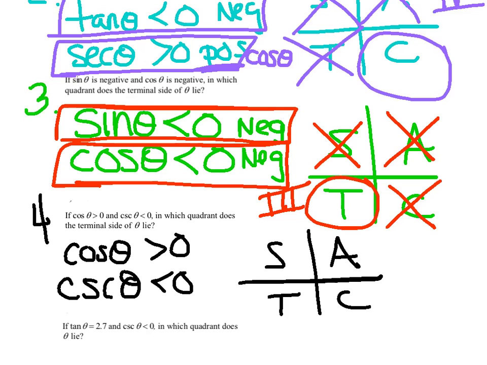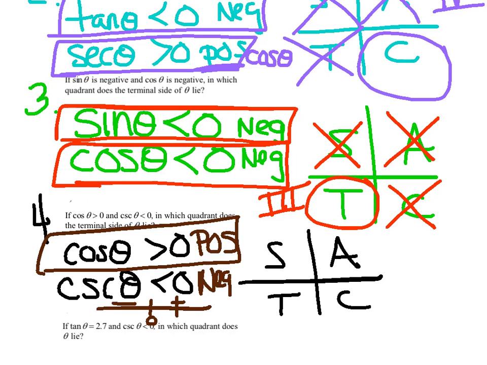All right, so this line that says greater than 0 tells me positive, and this one that's less than 0 says negative. And I just want to be clear, I'm just getting that from the number line. If I'm bigger than 0, I'm a positive number. If I'm smaller than 0, I'm a negative number. So cosine has to be positive. Well, cosine's positive in the A and in the C.